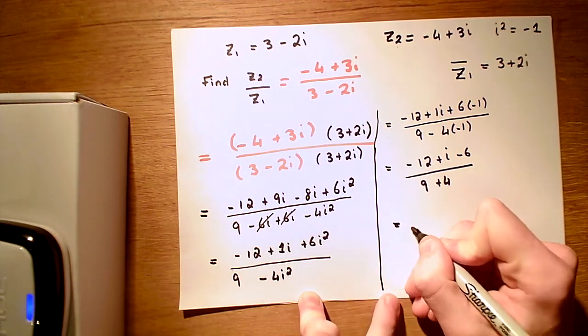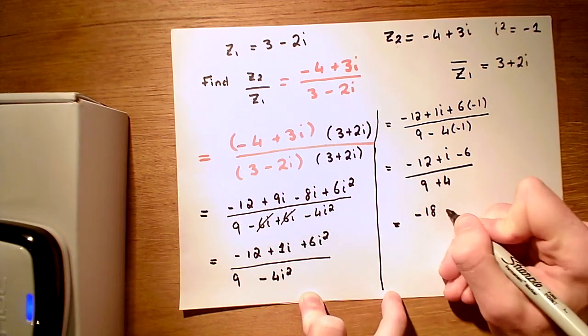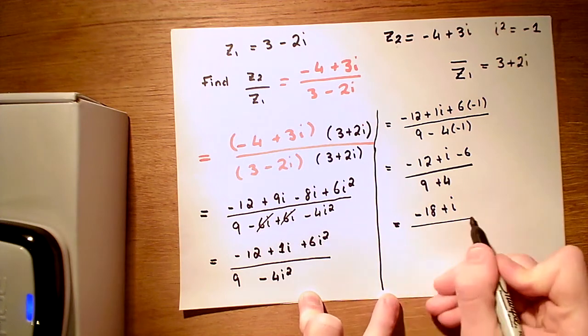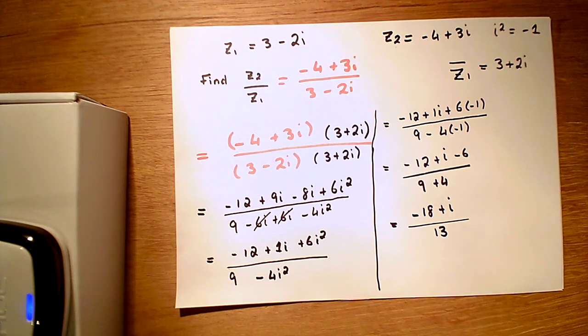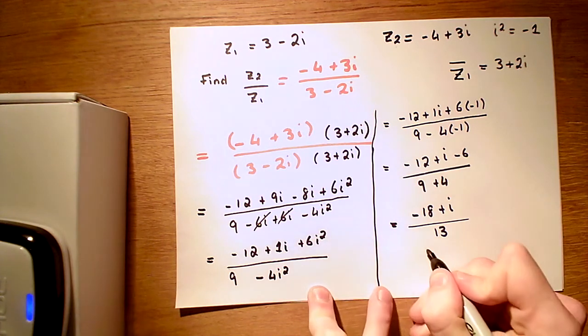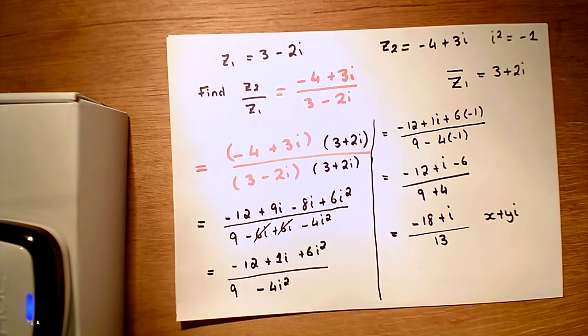Can tidy this up yet again. Minus 12, take away another 6. Well, that gives me minus 18 plus i. And then on the bottom I have 9 plus 4, which is 13. So this is our fraction completed. In a lot of questions what we'll see is they will ask us for the answer in the form of, I'll just write it here, x plus yi. They will ask us for it in that form, and they will specify that they would like x and y to be real numbers.